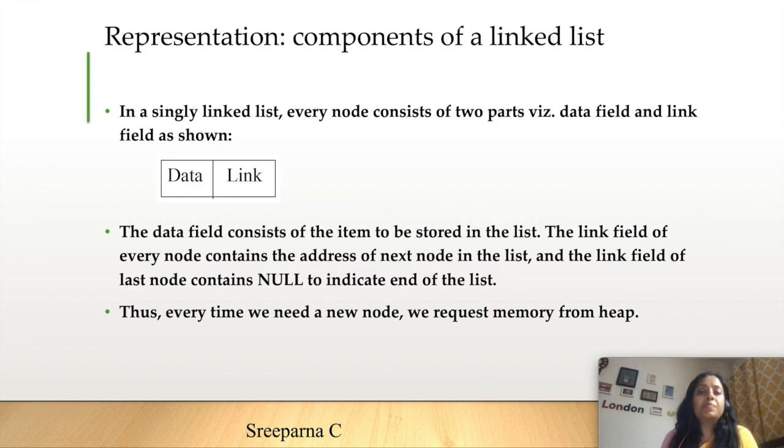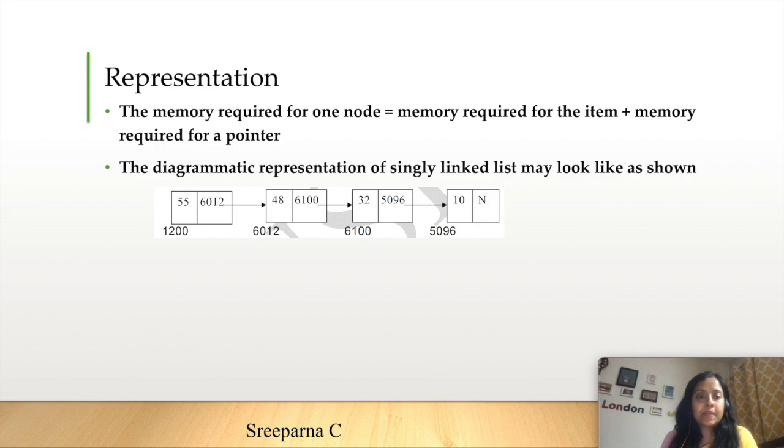Now, how do we represent the components of a linked list? So as I already mentioned, again, it contains two parts, data and link part. All the other points in this slide are already mentioned before. A new point which we are seeing here is that every time we need a new node, we request memory from the heap. So linked list is stored basically in heap memory.